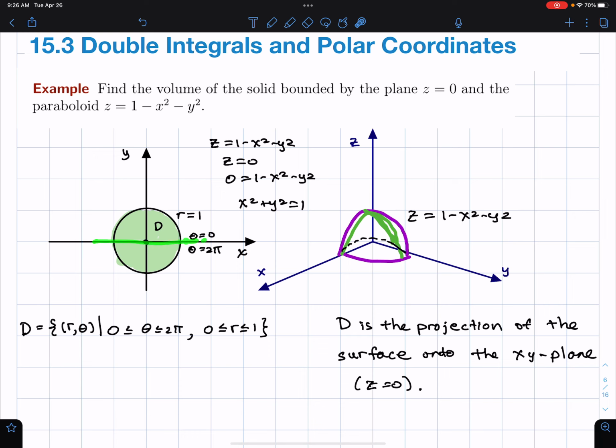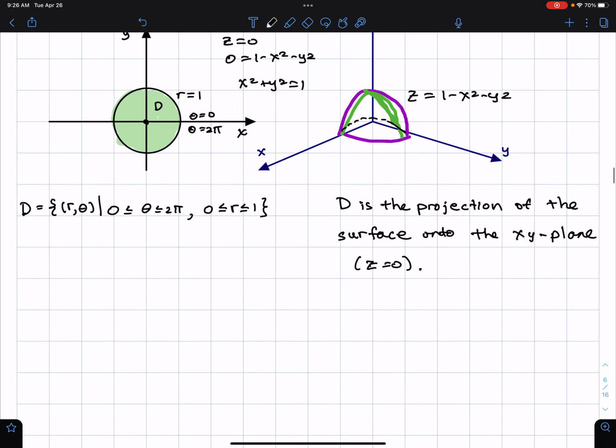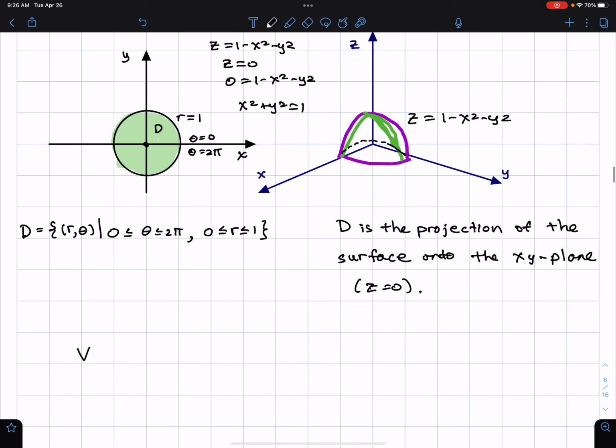And now what about theta? Theta equals 0 is this line here that I'm highlighting. But theta equals pi over 4 would be this line, pi over 2. So anyway, theta goes between 0 and 2 pi. So now when I'm writing down the volume, it's going to be the integral over D of, say, f(x,y) dA.